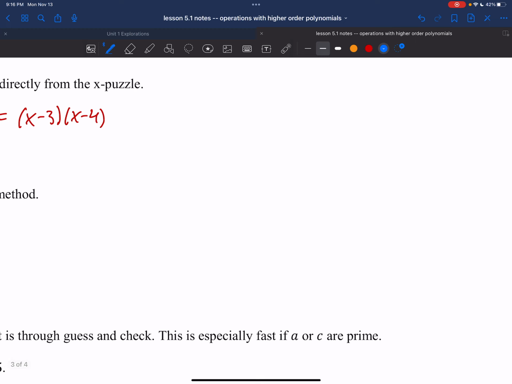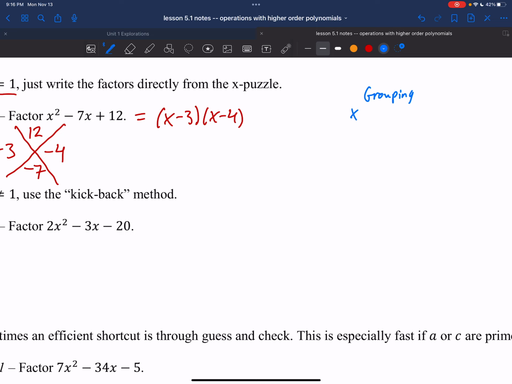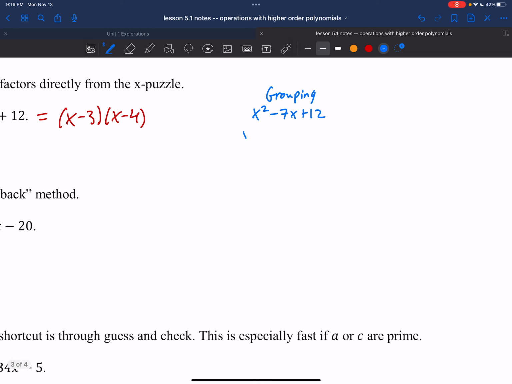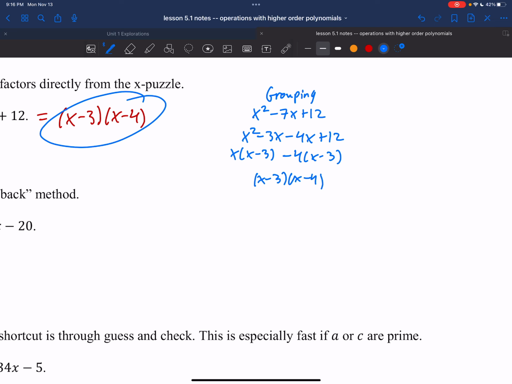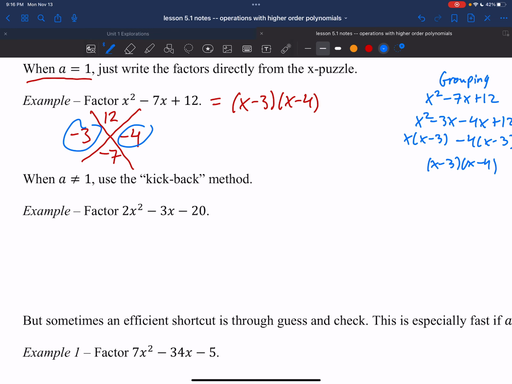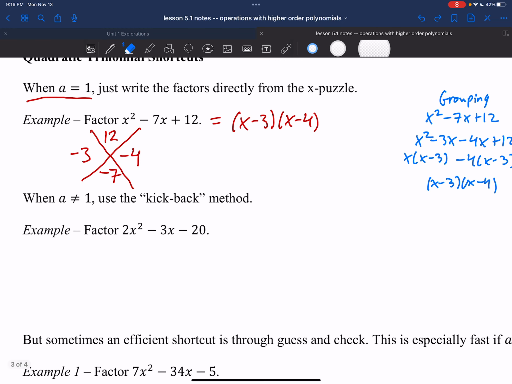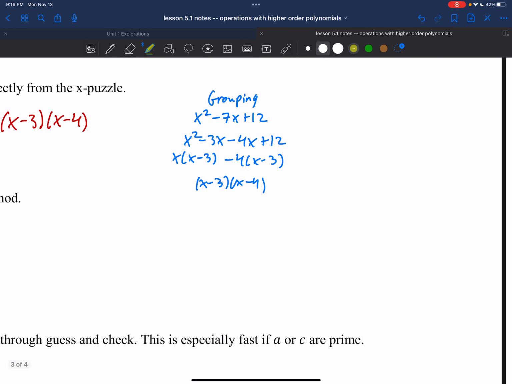You see, grouping over here would suggest that you do x squared minus 7x plus 12, and then you'd say, okay, well, that's x squared minus 3x minus 4x plus 12, so that's x times x minus 3 minus 4 times x minus 3, which is x minus 3 times x minus 4. You could just shortcut it to this, which is just these numbers. But that only works if a is 1, all right? You can't shortcut it if it's not.